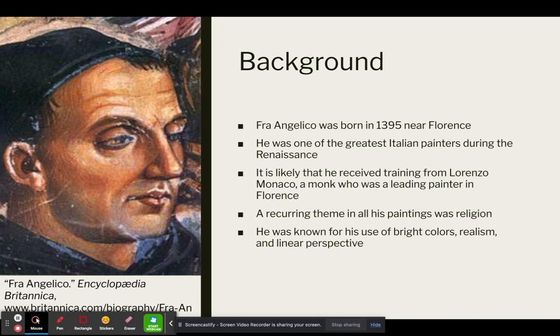He was heavily involved in the church. In fact, he created many altarpieces and frescoes for the church during his career, and we see this recurring theme in all of his paintings. He was well known for his use of bright colors, realism, and linear perspective.